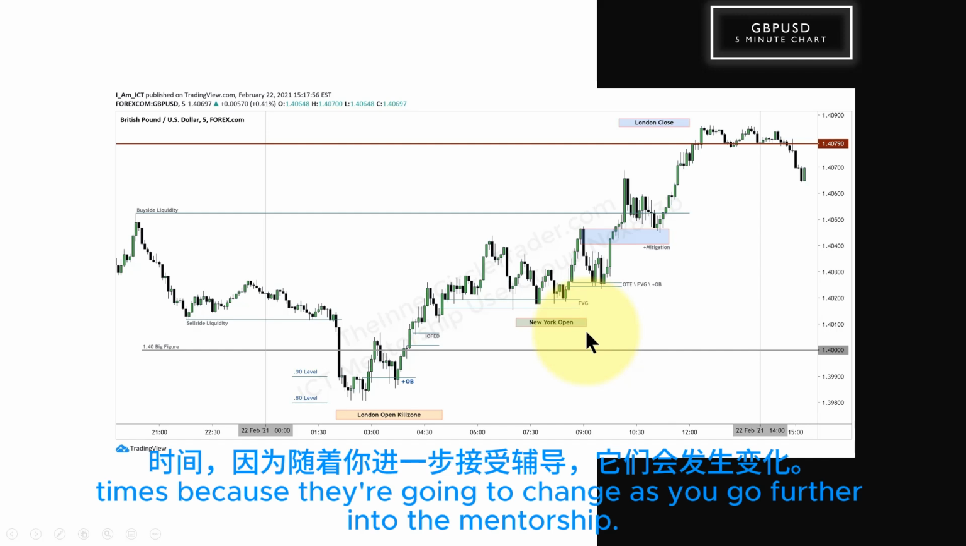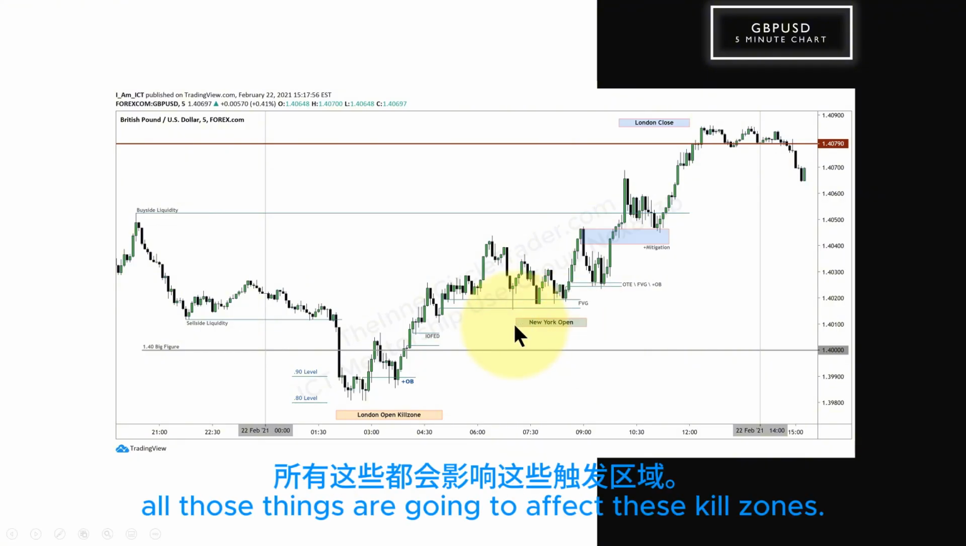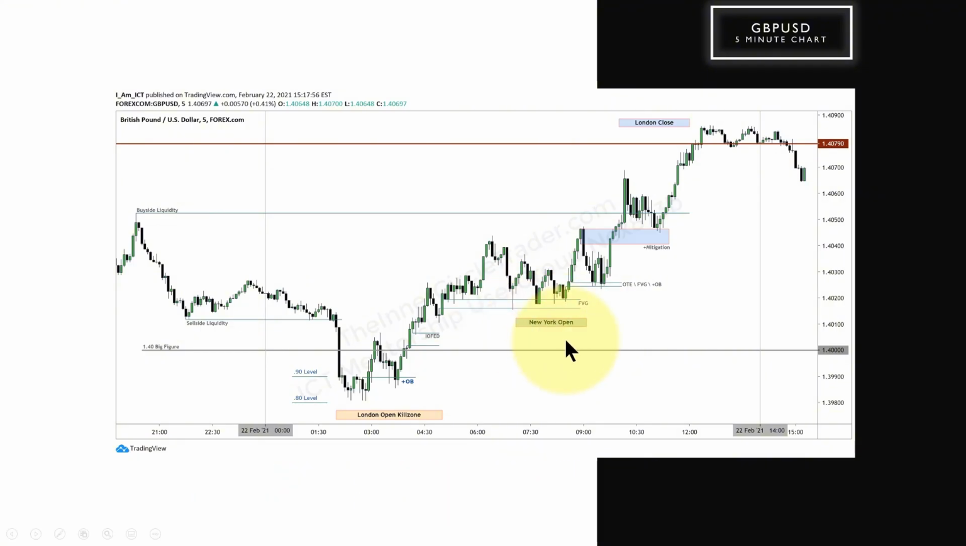Because they're going to change as you go further into the mentorship. And you're going to learn that with the economic calendar, certain days of the week, weekly range profiles, all those things are going to affect these kill zones. But for now, just trust me, folks. Okay, I'm taking you somewhere.